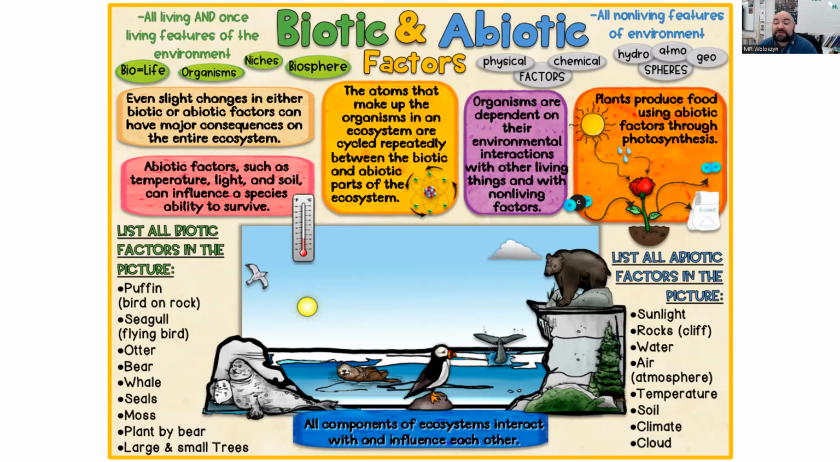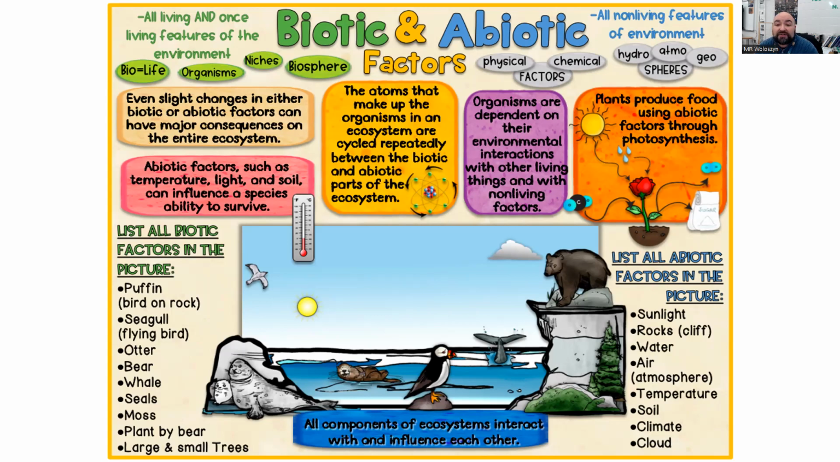As we look at the abiotic factors in the picture, we look at the sunlight there giving us energy, the rocks in the picture, the water, the air, the temperature. So they put a thermometer there to kind of explain that different temperatures are going to be existing. And again, going back to that biosphere, and looking at the different areas of the earth, they're going to have different temperatures.